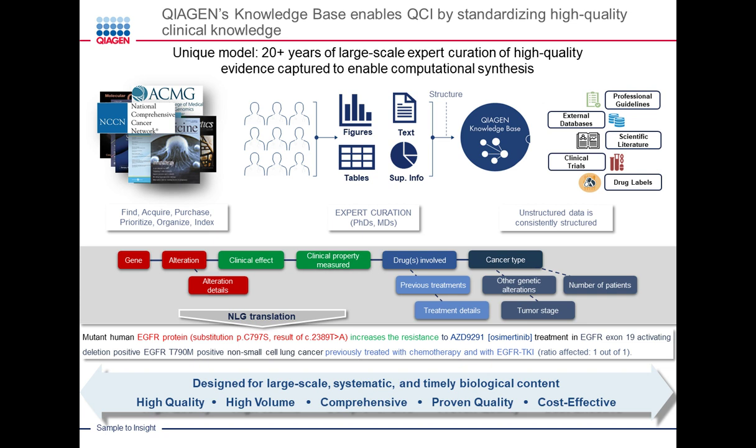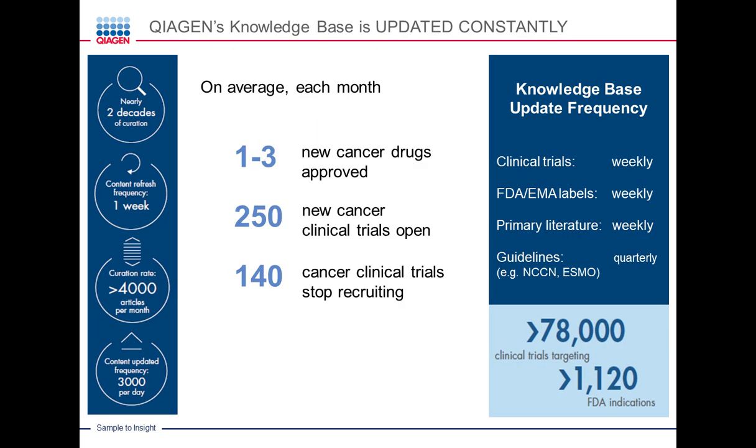And so aside from the QIAGEN knowledge base, where we curate from the primary literature and guidelines in our streamlined way, we also integrate other sources, external databases, and clinical trial sources like clinicaltrials.gov. We curate as well as drug labels to create a comprehensive view of relevant evidence for interpretation of somatic variants. And the knowledge base is updated weekly. So there are new clinical trials opening and closing on a weekly basis.